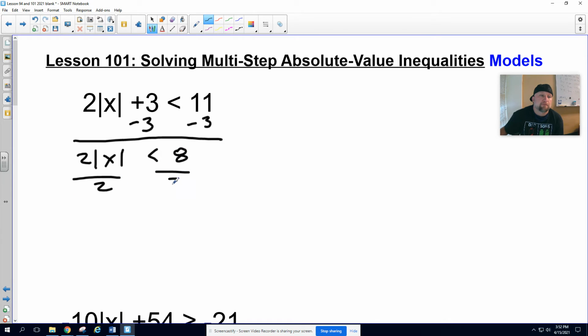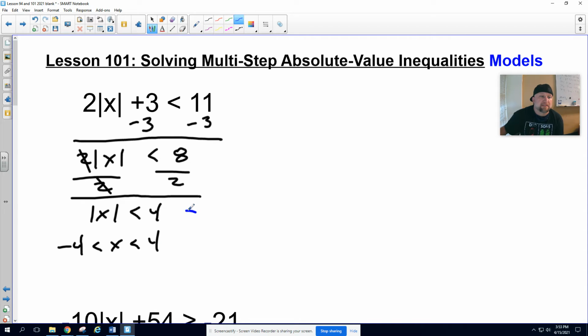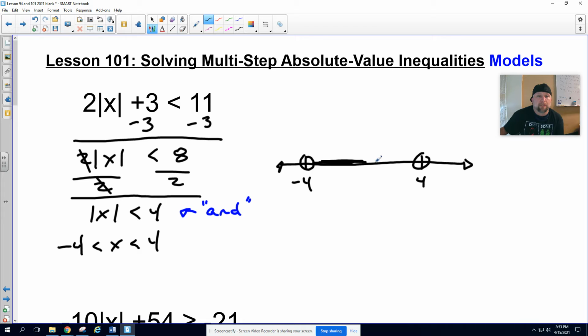Divide both sides by 2. 2's cancel out, and we have the absolute value of x is less than 4. So we know that x is between negative 4 and 4. Right? Remember, this is an and statement. Because it's less than, it is an and statement. So we would graph this as -4 with an open circle, +4 with an open circle, and we are between.